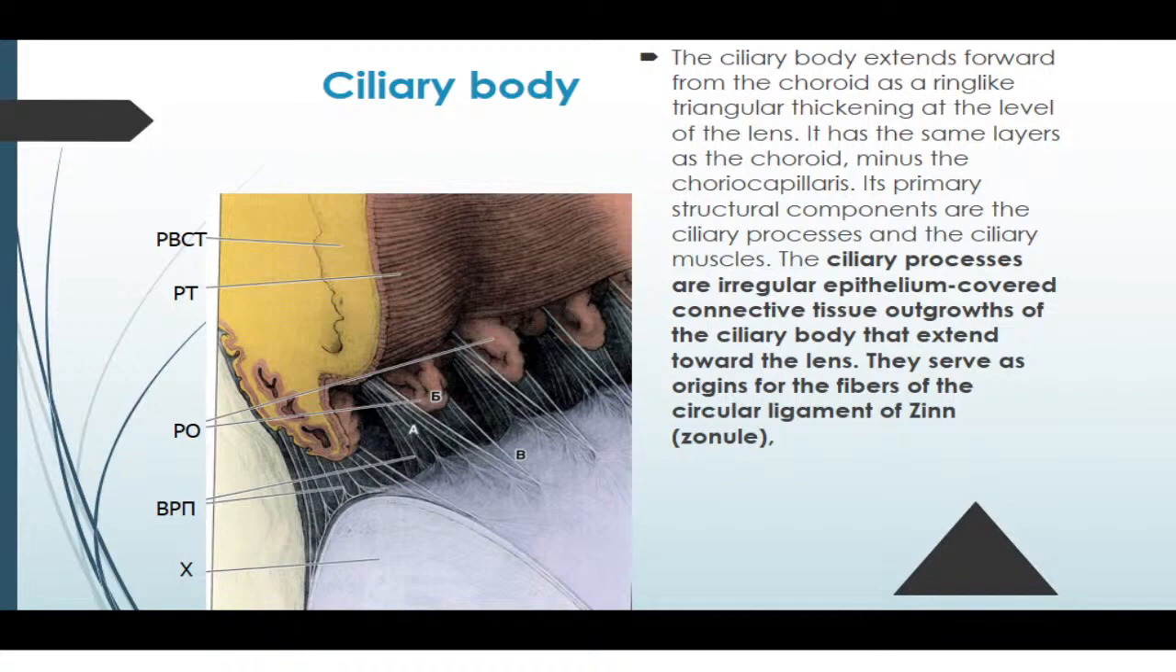The ciliary processes are irregular epithelium-covered connective tissue outgrowths of the ciliary body that extend toward the lens. They serve as a region for the fibers of the circular ligament, or thin zonule. This one you have seen looks like a tendon, but originally it is named the thin zonule. So the outermost is the epithelium lining, inside is muscle, but at the outside it is joined with the thin zonule.